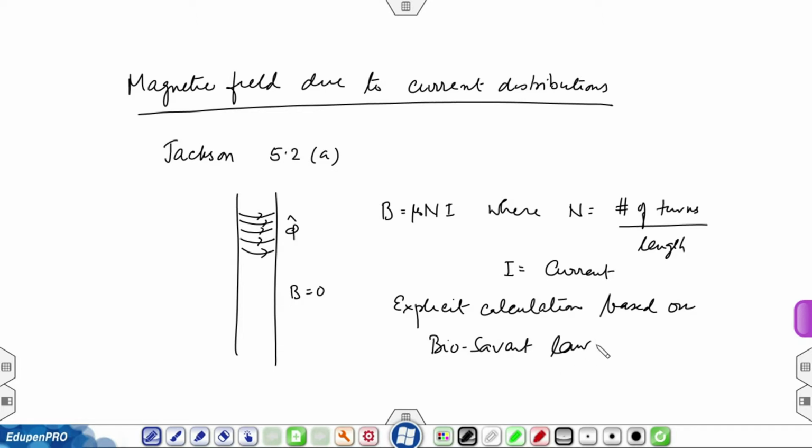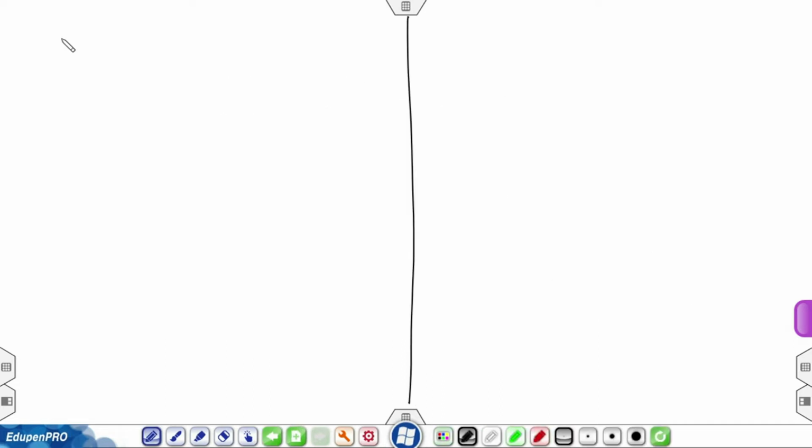Today, I want to do part B of it, because this will bring out all the subtleties and all the mathematical tools that we are going to use. So, this will bring out all that, how we use that in solving for a magnetic field. So, what part B says? This is 5.2 B from Jackson's book.